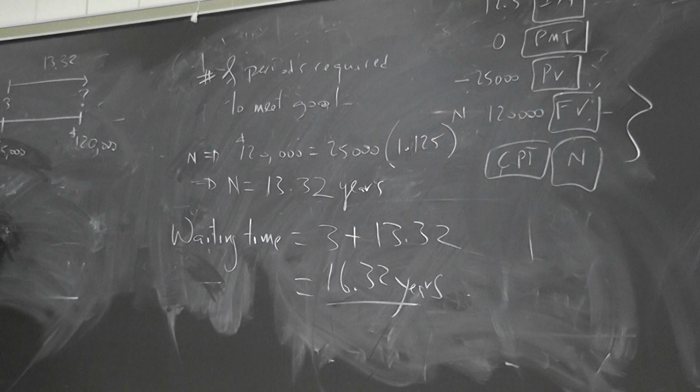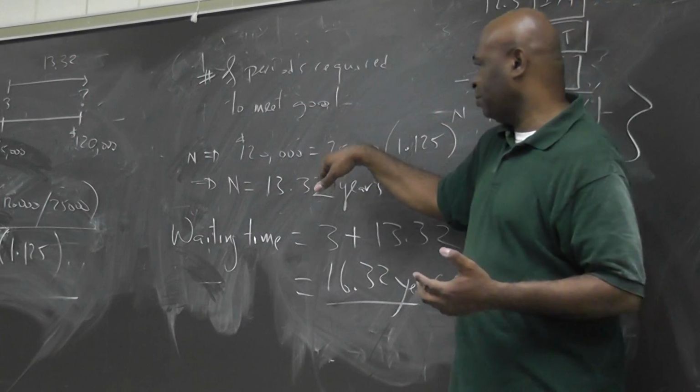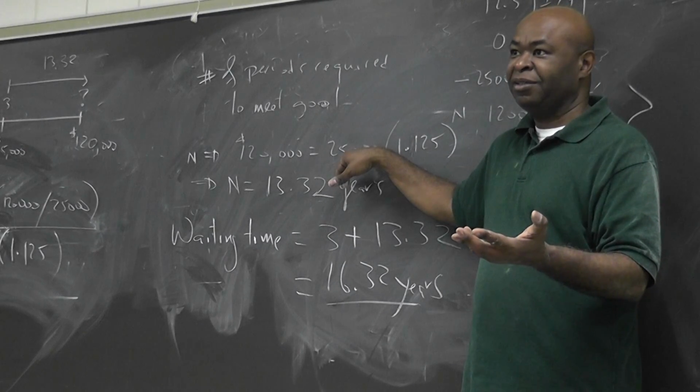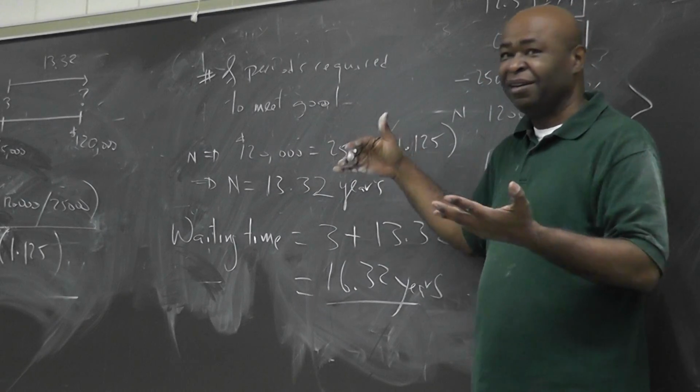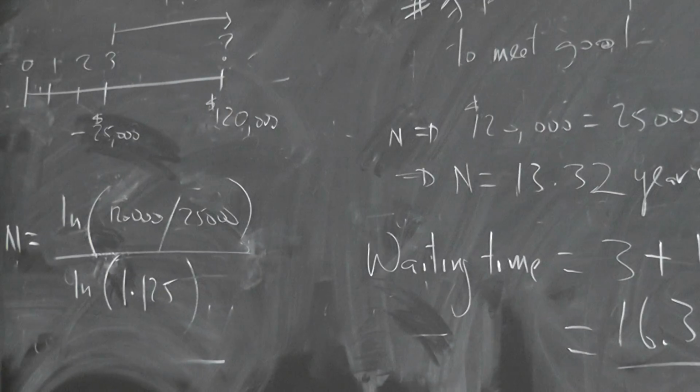of 120,000 over 25,000 divided by the ln of 1.125. You could also do that, right? I use this one. But I said you could also write it this way and then solve for it. As long as I see the equation with the values, of course, then I'm happy. And then you still get the final answer.